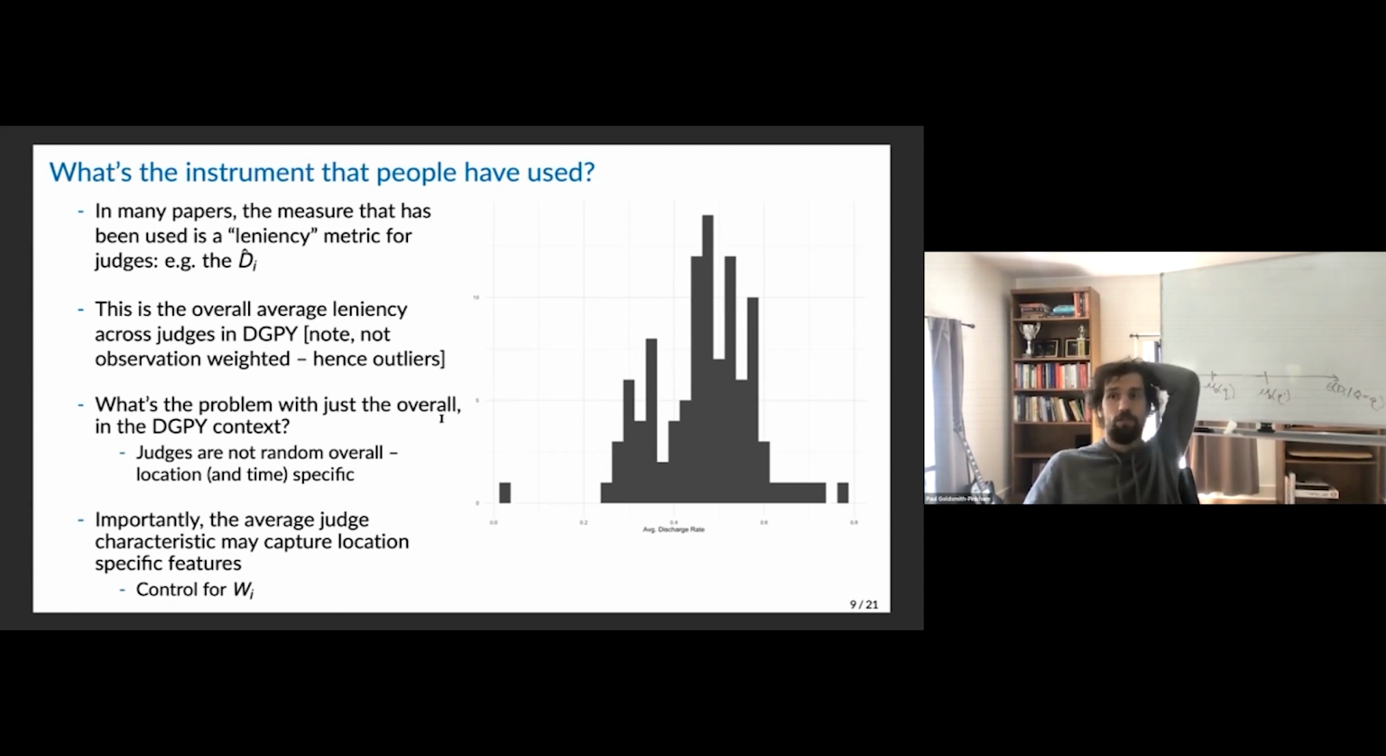Well, the issue is that judges are not random overall. The random assignment is within a location and within a time period, right? And so the point is the average judge leniency might just capture location specific effects. What you need to do is control for the W, right? The whole point in the bankruptcy case was to condition on a courthouse in Western Tennessee. Now you have random assignment. If I look just overall, I don't have random assignment.